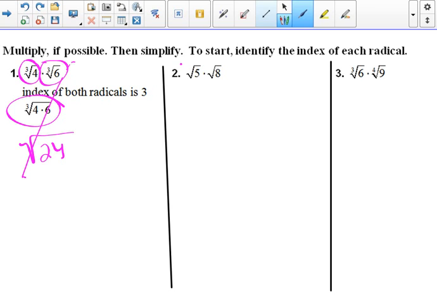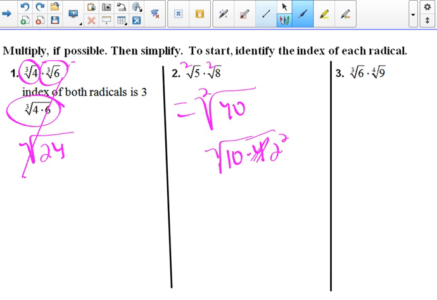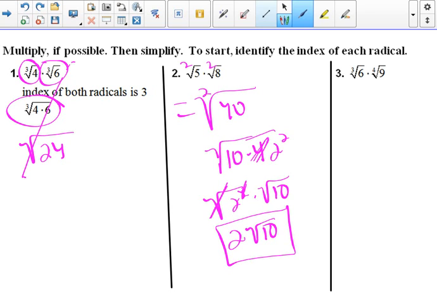We have the square root of 5 times the square root of 8. The index match, so we can combine those into the square root of 40. And we can rewrite 40 as the square root of 10 times 4, and rewrite 4 as a perfect square, 2 squared. So that's the square root of 2 squared times the square root of 10. And 2 squared comes out as 2. So it's 2 radical 10, and that's your answer. And here, the index is not the same, so you cannot multiply.